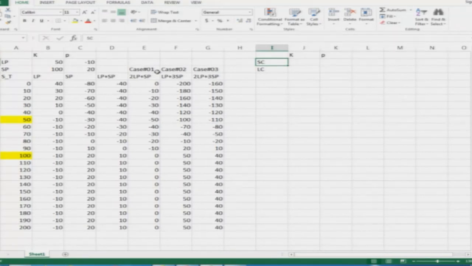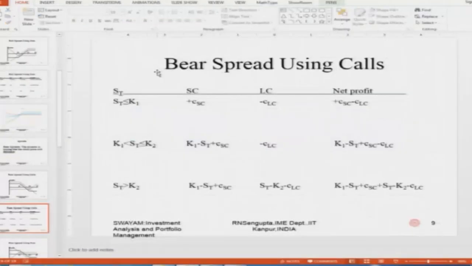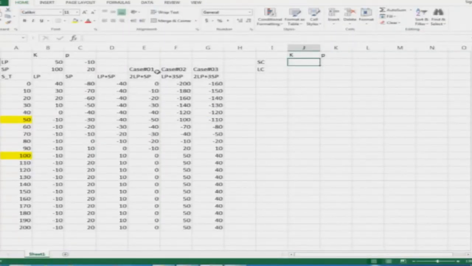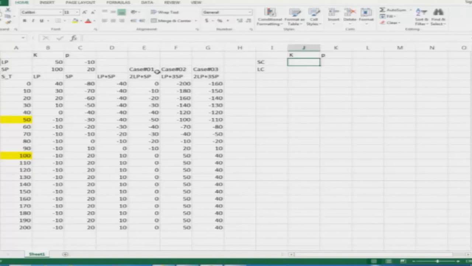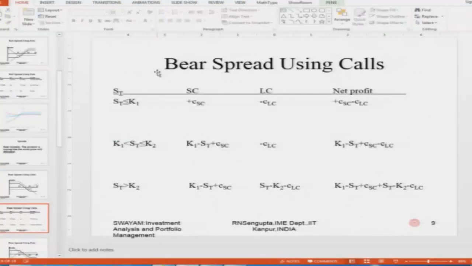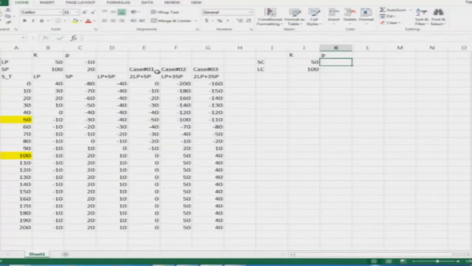So, let us use the same concept and stick to the same values. Even though that practically may not be right, it is in order to make you understand how it happens. So, let us make this 50 for the short call, and for the long call it is 100. For the price, in the first case it was short, you are selling, so you are getting a profit, so it will be plus 10. For the case when you are going long, you are buying, so it will be minus 20, and I am using the same numeric values.